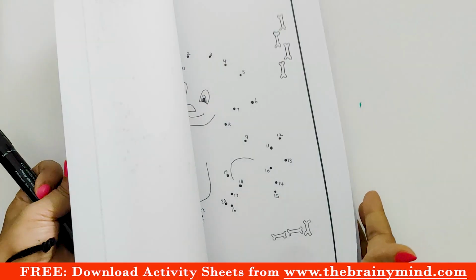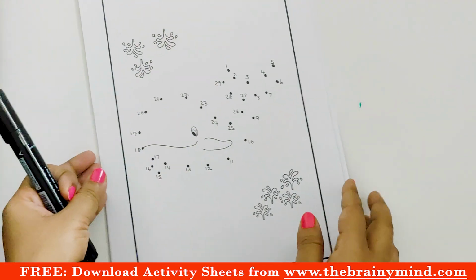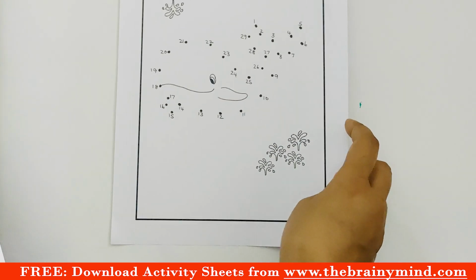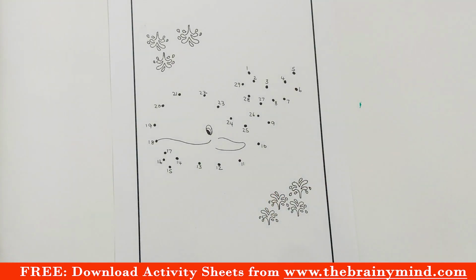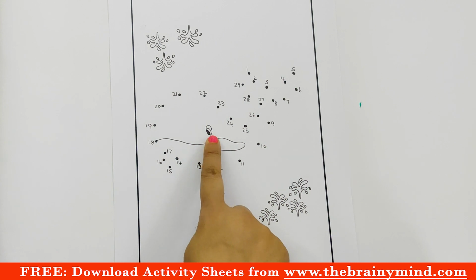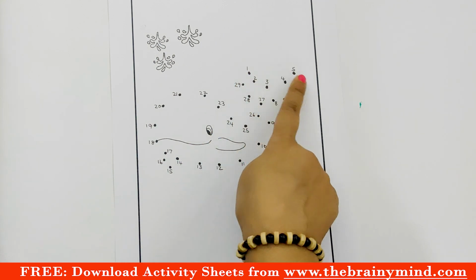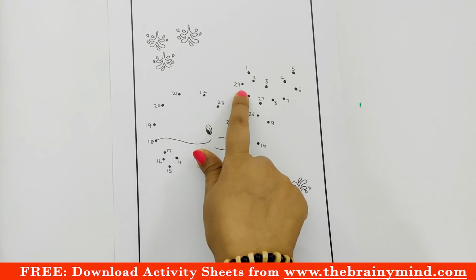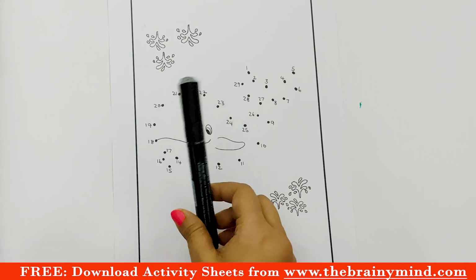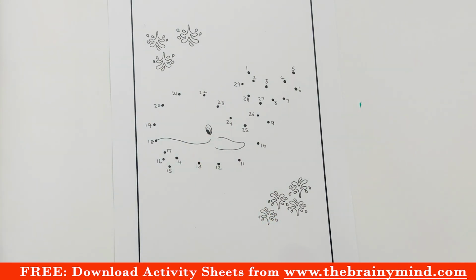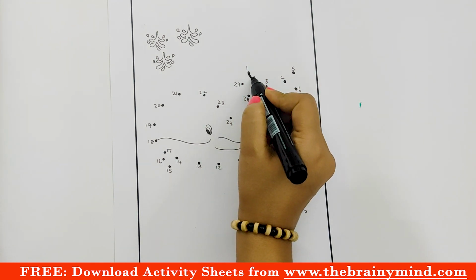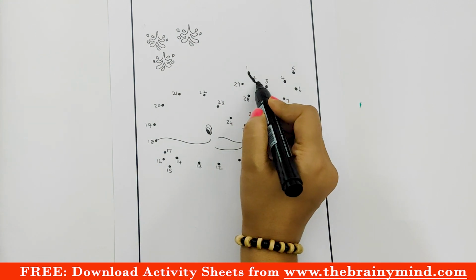Hello kids, today we will connect the dots and make amazing animals out of it. So let's start. Here I can see one eye, some dots. So let's connect the dots and find out which animal is hiding behind the dots. We will connect the dots according to the numbers.